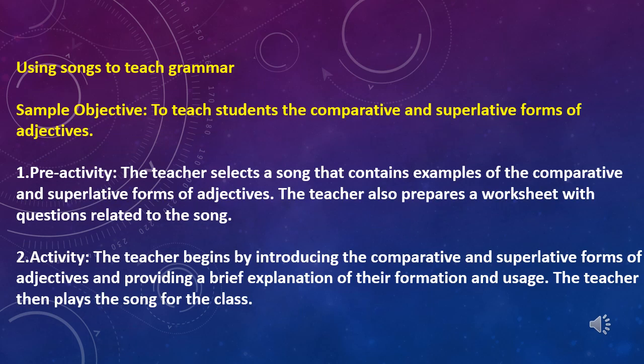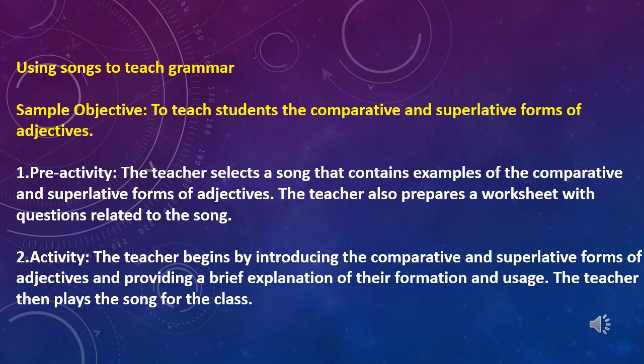Sample objective: to teach students the comparative and superlative forms of adjectives. Pre-activity: the teacher selects a song that contains examples of the comparative and superlative forms of adjectives. The teacher also prepares a worksheet with questions related to the song.